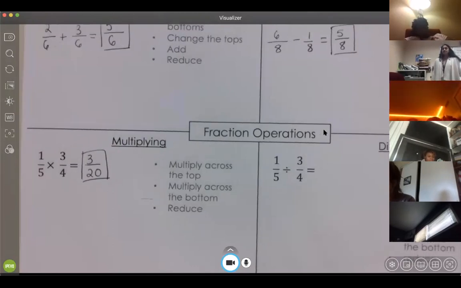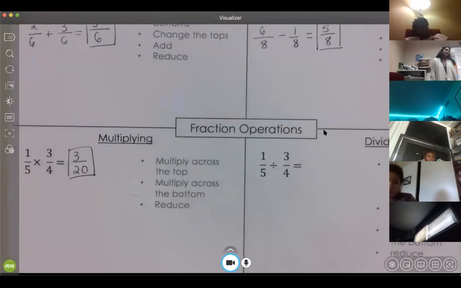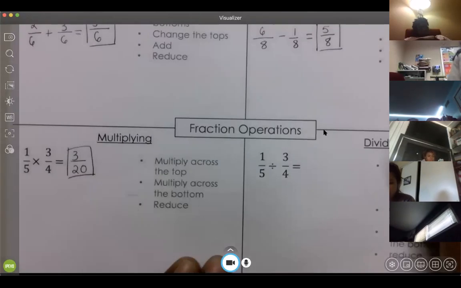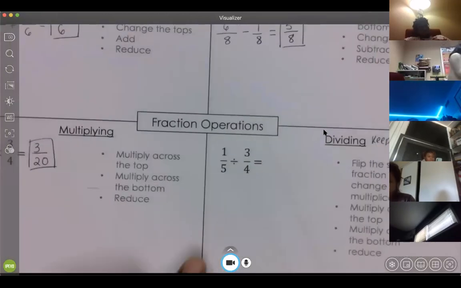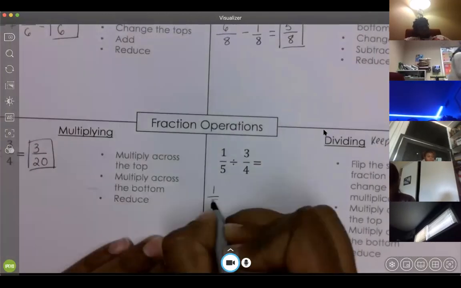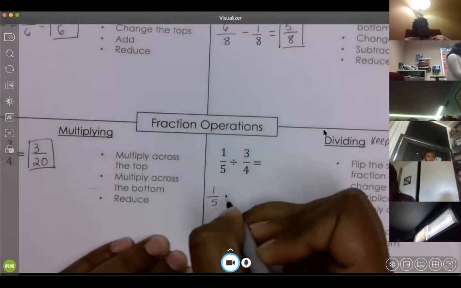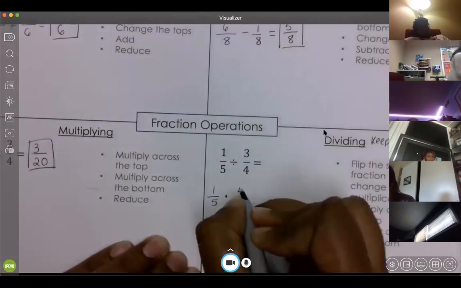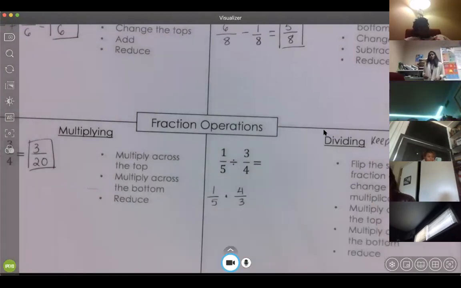All right, last one, dividing. So almost the same except for an extra step. You have to flip the second fraction and change the division to a multiplication sign, and then you can just multiply top to top, bottom to bottom. In other words, remember we learned keep, change, flip. So we keep the first fraction, 1 over 5. We change the division to a multiplication, and we flip the last fraction, so now it's 4 over 3.